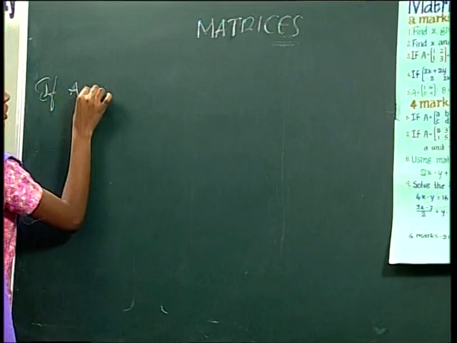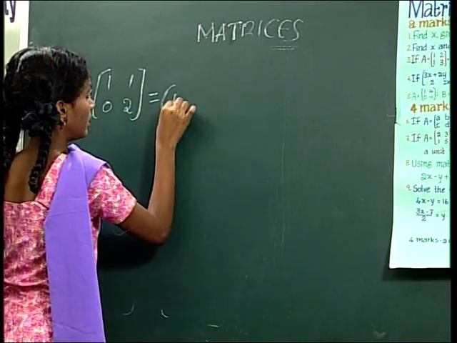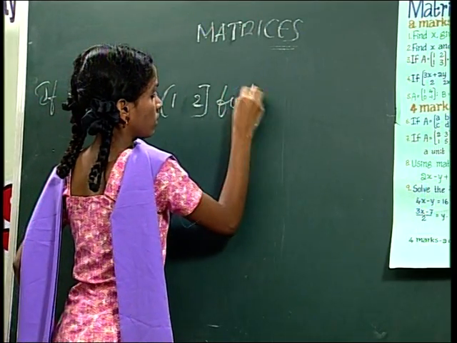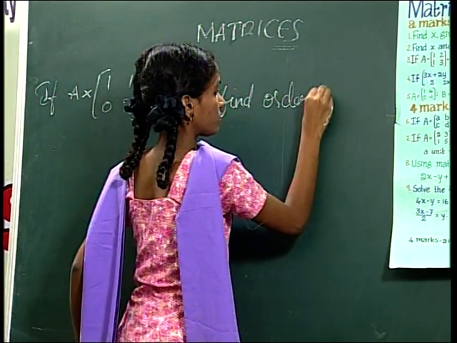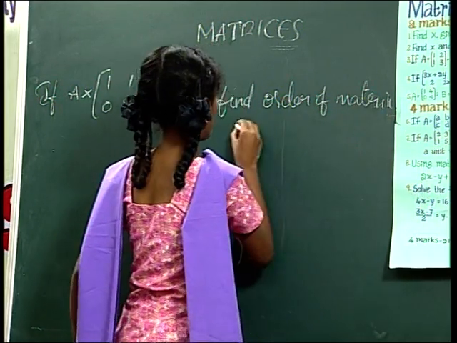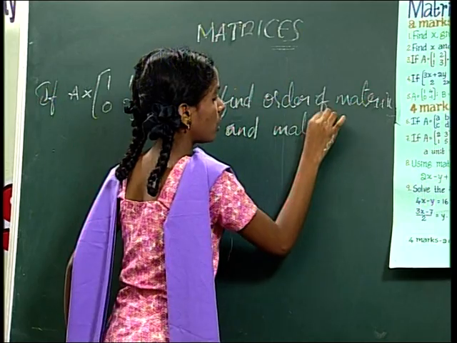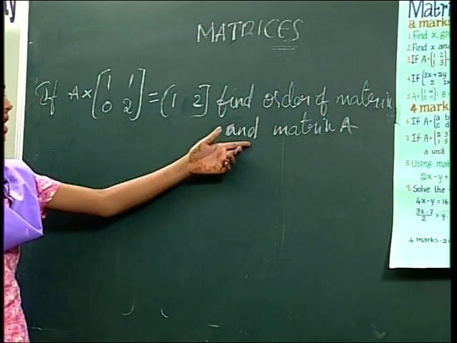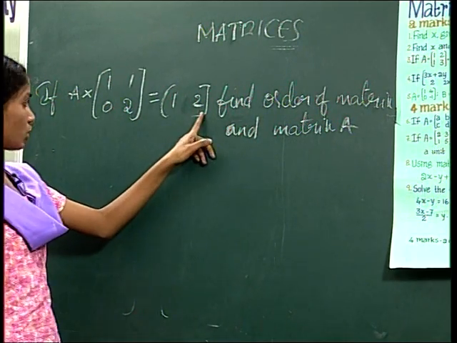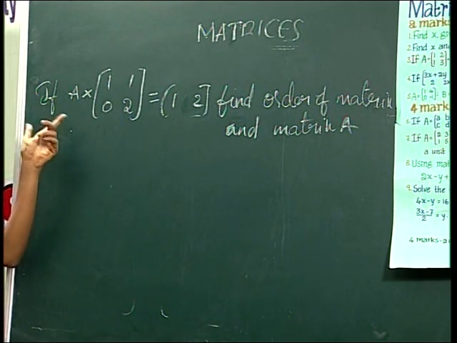If A into 1, 1, 0, 2 equals 1, 2, find the order of matrix A. See here what they have given to find the order of matrix A. Here the product of these two matrices is 1, 2. Did you understand? The product of these matrices is 1, 2. Here it means multiplication is possible.